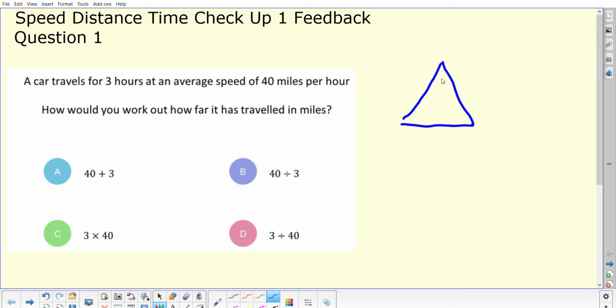So obviously D for distance, that's the top one, starts at the top of the triangle. Your S and your T are going to go down at the bottom. And the idea is that you then use that triangle to help you work out your formula.